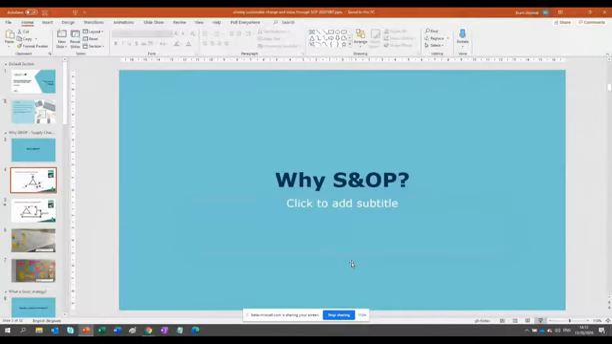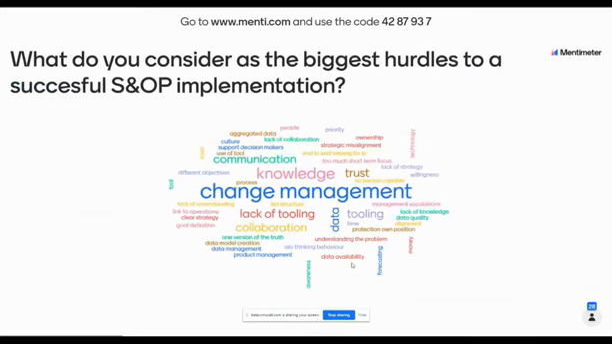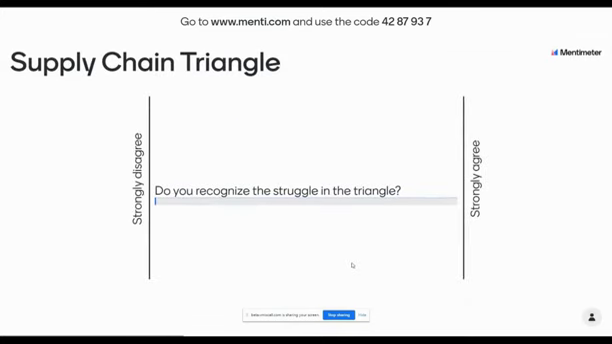So before I continue, let me again go here to that next question. Do you recognize that struggle in the triangle? You just use dementi.com, and if all goes well, you are going to the next question.